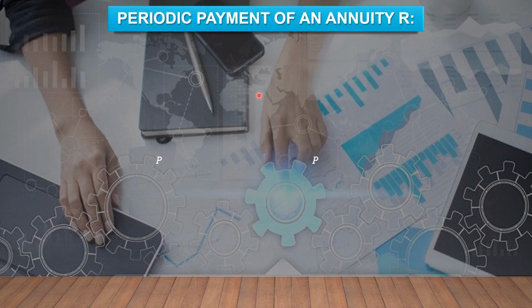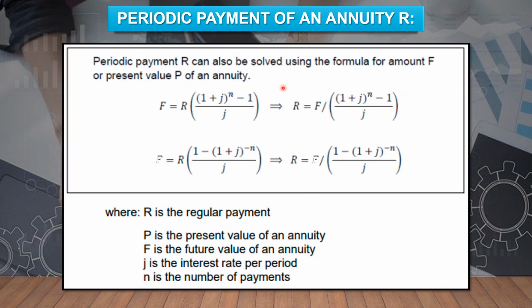Now, some problems ask us to solve for the regular payment or periodic payment. We have a formula that can be derived to solve for the R of an annuity. So, we either use the formula for the future value or the formula for the present value of an annuity.